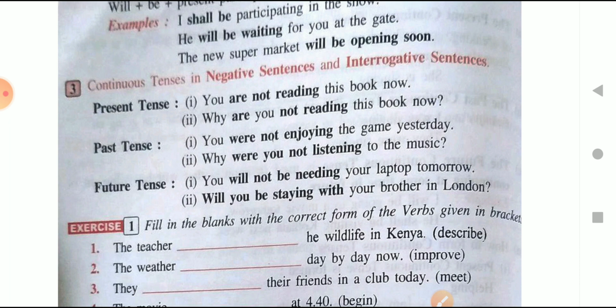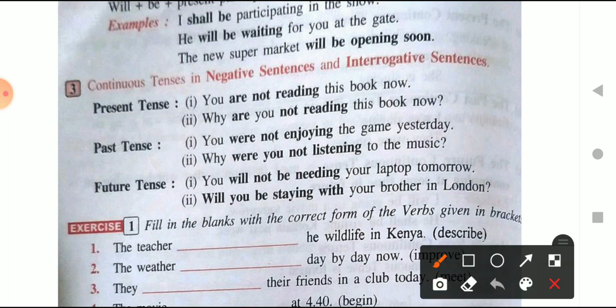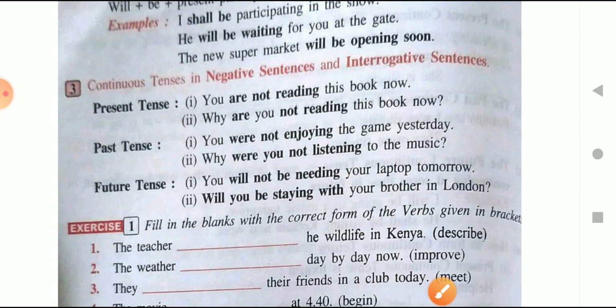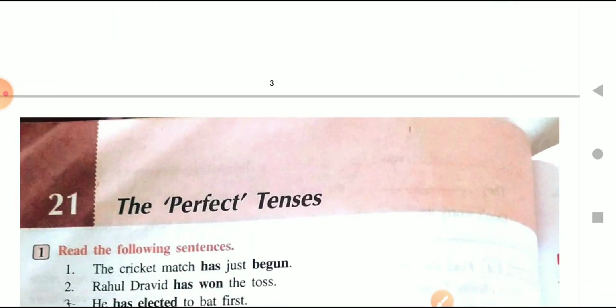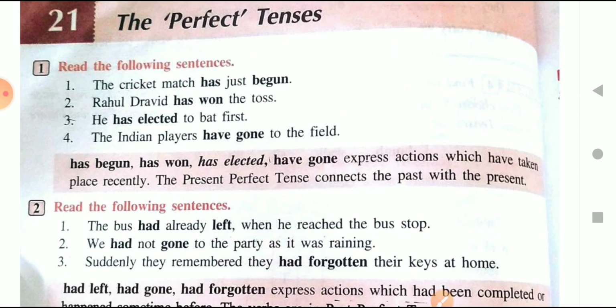The main thing that you have to notice is that all the verbs should be in their participle form, that is verb plus ing. Okay, now moving on, children, the exercise we will do. I will be giving you answers of the exercise through worksheet.